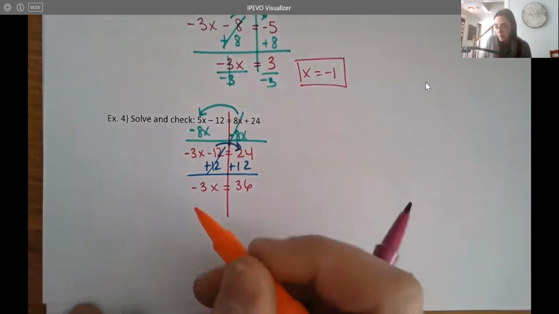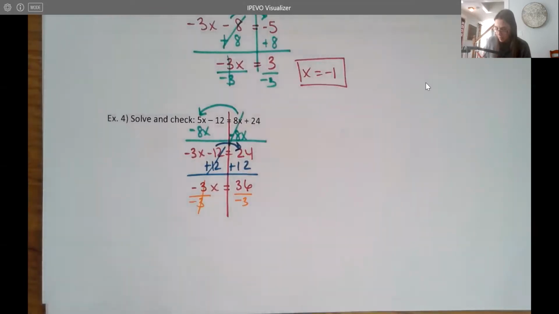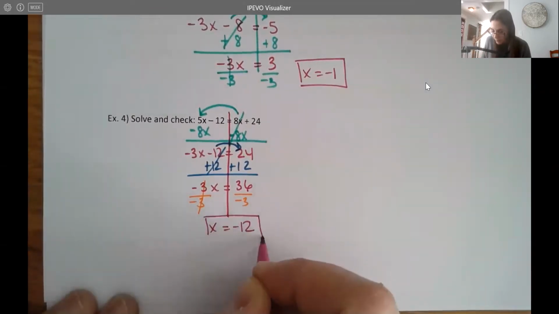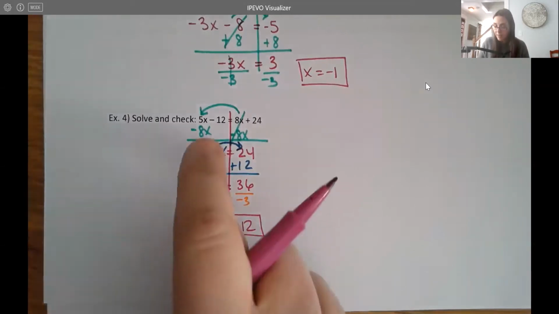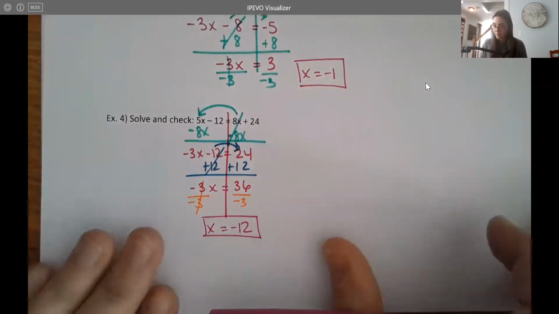So my final step is going to be division here. I'm going to divide out that -3 on both sides. And I get x equals -12. And again, you can go ahead and plug that in to check it. And you should get -72 equals -72 if you're doing this out at home. So you're just plugging in -12 to both x's, simplifying and making sure you get a true statement on both sides.